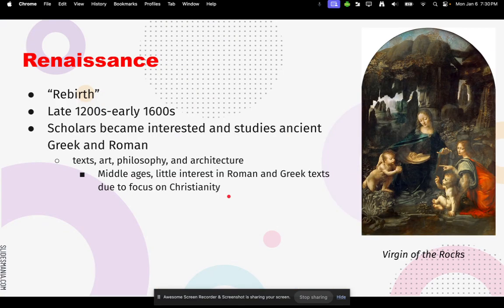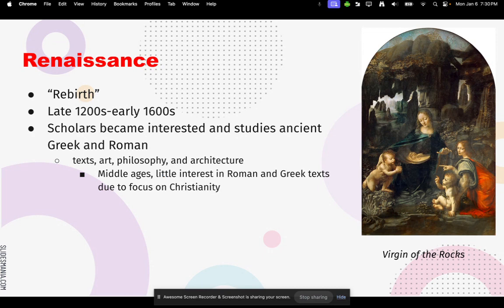So what is the Renaissance? Renaissance means rebirth. So it was from about the late 1200s into the early 1600s. During this time period, scholars became interested and studied ancient Greek and Roman texts, art, philosophy, and architecture. So in the Middle Ages, there was very little interest in Roman and Greek texts.